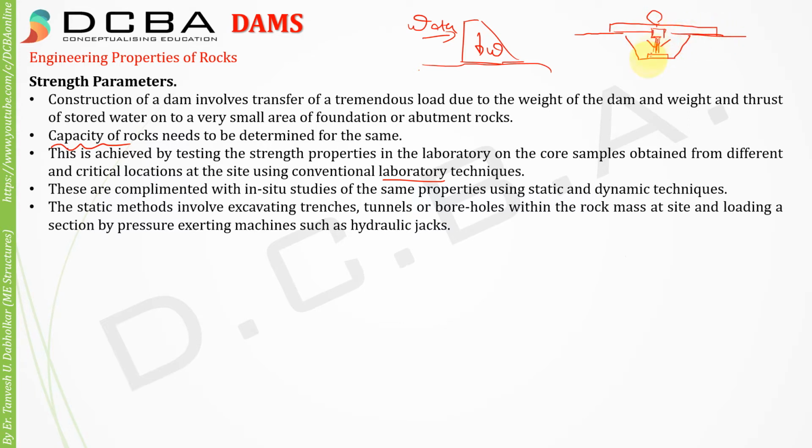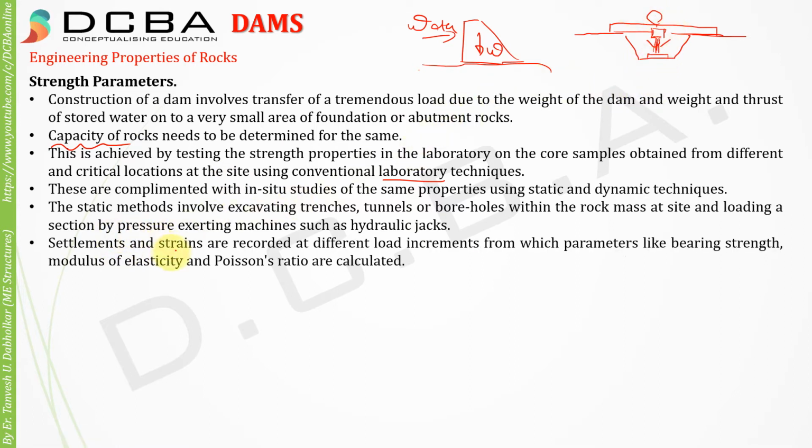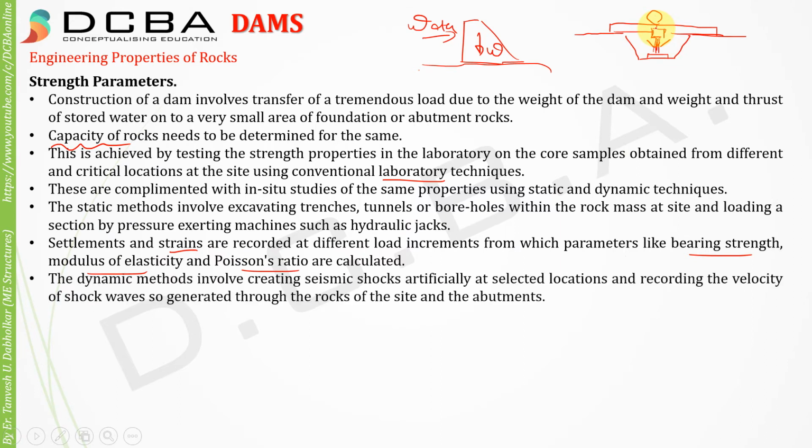Here you keep on applying pressure, keep on exerting pressure, and then on the dial gauge you will understand how much it is settling down and how much is the weight that you are putting. So from this you can get strains which are recorded at different load increments, from which parameters like bearing strength, modulus of elasticity and Poisson's ratio of that particular site can be calculated. So this is an on-site method that you do.